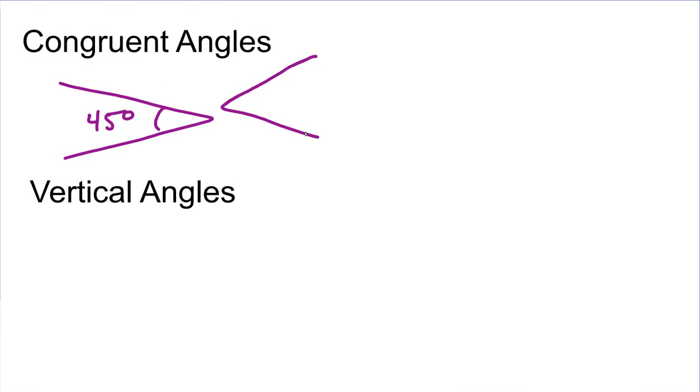Congruent angles, vertical angles, finding angle measures. Let's start with congruent angles. Two angles are congruent if they have the same measure. So if we have a 45-degree angle here and a 45-degree angle here, these angles are congruent because they have the same measure. They're both 45 degrees.